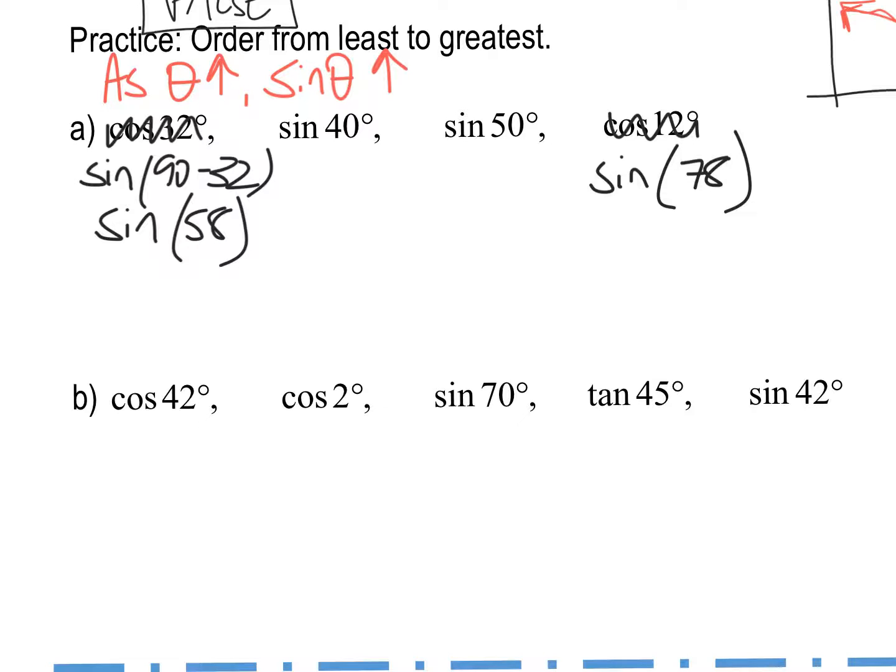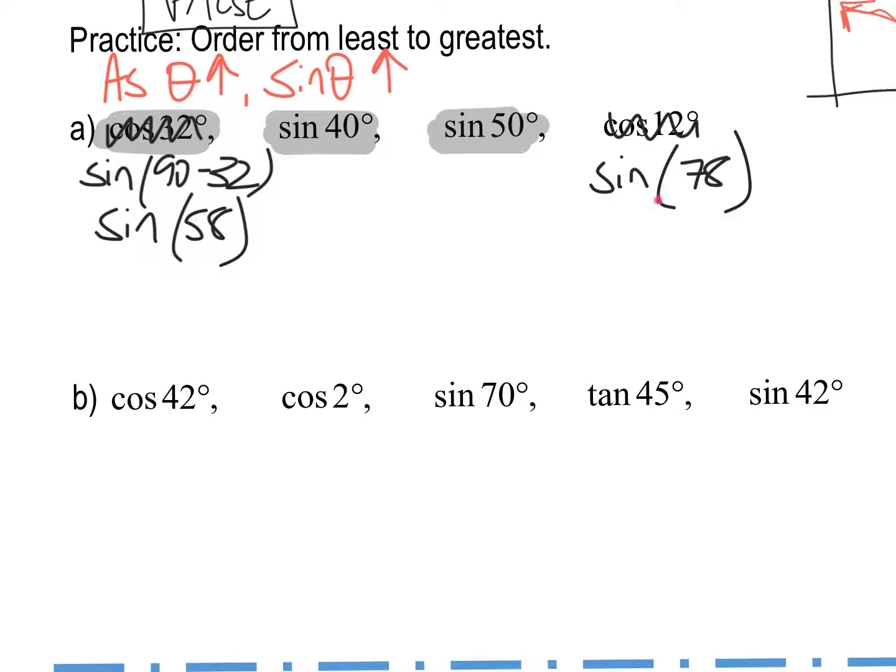Okay, so the very first one, where is my smallest degree, which is the sine of 40. Next goes the sine of 50. Next goes the sine of 58, which you gotta write as the original problem, which is cosine of 32.